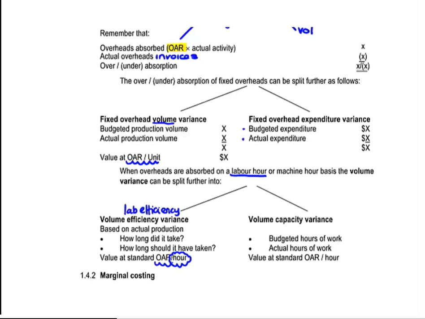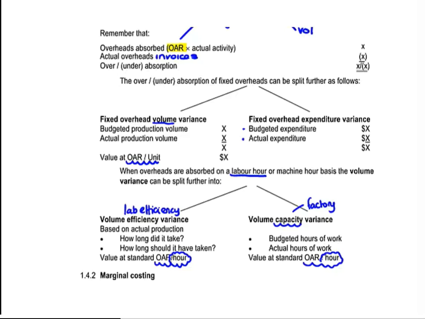The volume capacity variance looks at how many hours our factory is operational for. So the capacity is always to do with the factory. How many hours did we plan to have our factory running for? How many hours did we budget to work compared to how many we did work? And again, valued at this overhead absorption rate per labour hour.